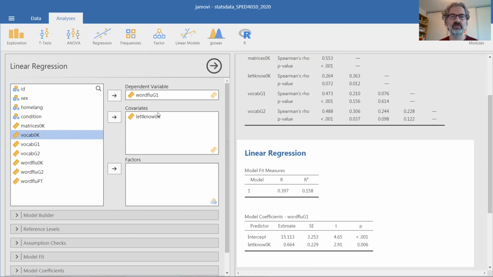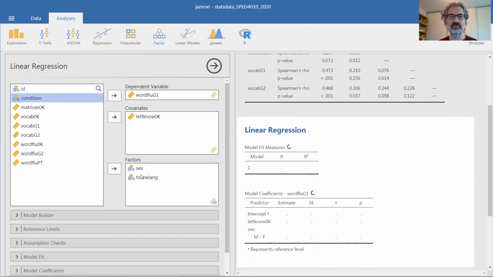You can use categorical variables as predictors, and Jamovi will use contrast coding to treat this as a quantitative variable. In that case, you would have to send the predictor into the factors panel, and that will function as another predictor.